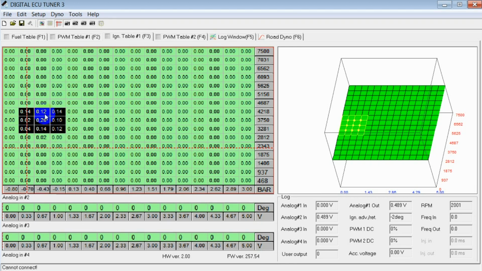Looking at the colors of the LEDs and the average values that we're getting here, I think a good place to start is to knock maybe 2 degrees of timing out and then repeat the data log and see where we are.